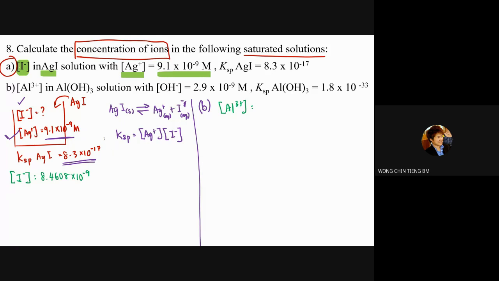Substitute in the KSP value. KSP value is given 8.3 times 10 to the power negative 17. Ag plus is given 9.1 times 10 to the power negative 9. Your I minus is the one that we are looking for. Soalan yang senang untuk yang ni. Warm up question. Shu.